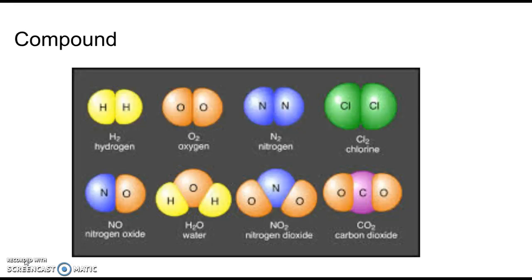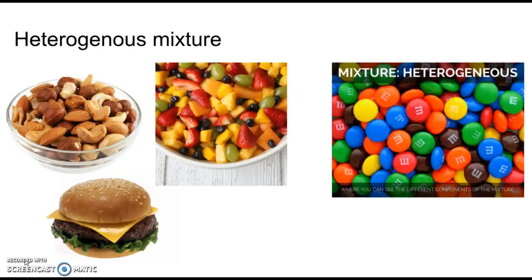Examples of compounds are shown on this slide. You have like H2, O2. They're two or more elements combined. So like H2 is two hydrogens put together. O2 is two oxygens put together. N2 is two nitrogens put together. Water is H2O, two hydrogens and an oxygen. NO is one nitrogen, one oxygen. So it's two or more elements put together that gives you that compound. And again, these are chemically separated. Elements can't be separated, but compounds can be chemically separated.